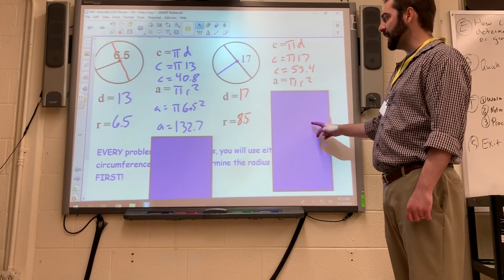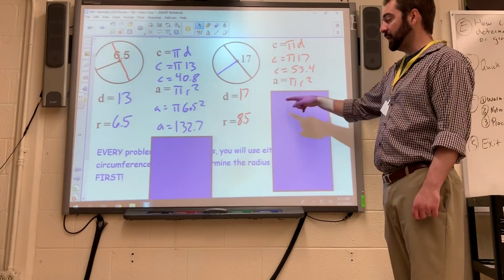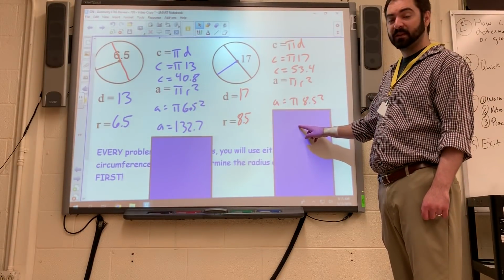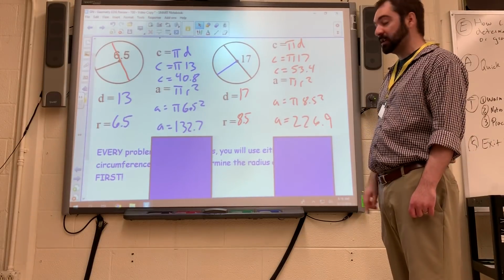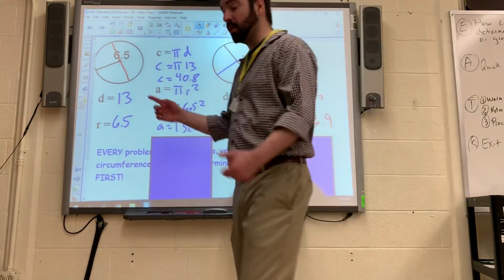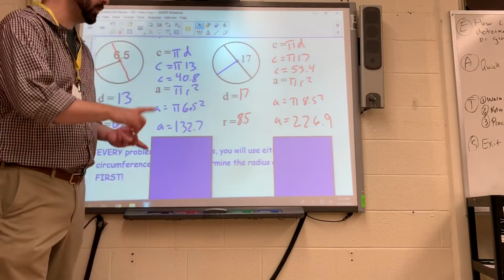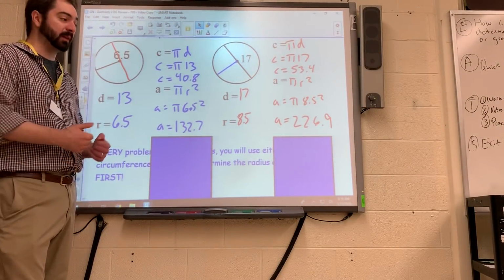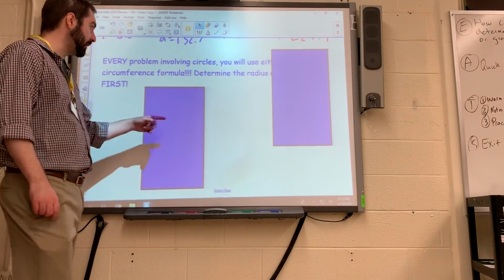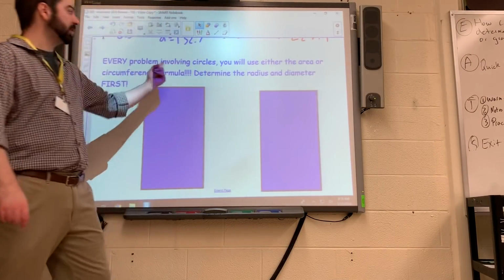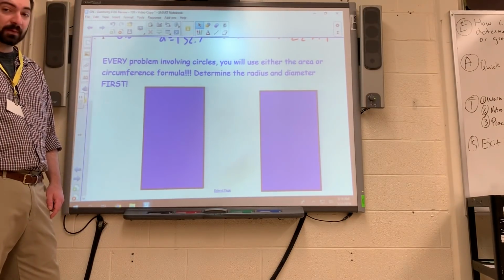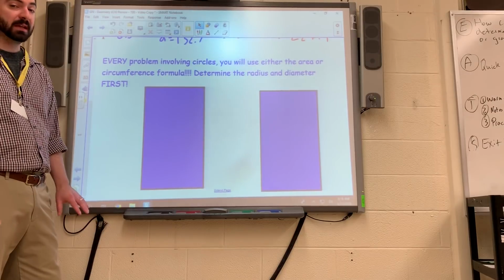And then secondly, we have our area, pi radius squared. Again, I have my radius already sitting there waiting for me, so it's pi times 8.5 to the second power. You put that in a calculator, you get 226.9. Again, something easy like that. Just as long as you're doing the pre-work, writing down your formulas, writing down your radius and diameters. From there, you pick up a calculator and you do your calculations from there. But again, it's really important that every single circle problem you see is either area or circumference formulas and determine radius or diameter. Start there to make the work easy.